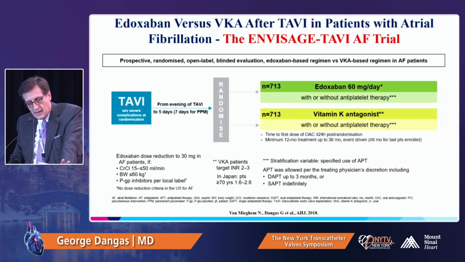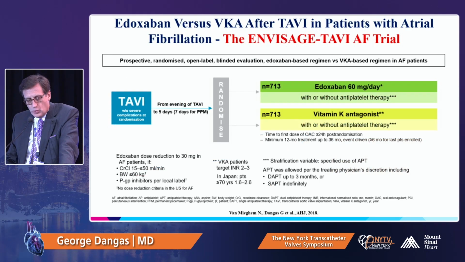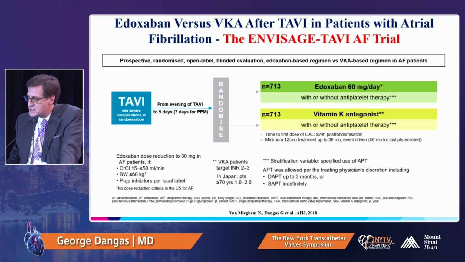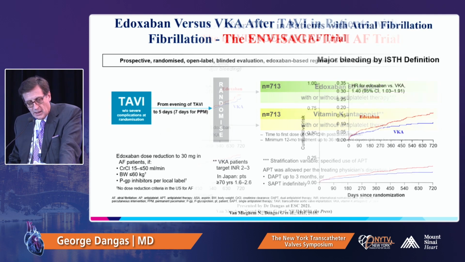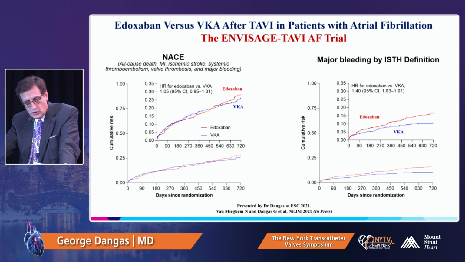The final trial I want to get your attention to is the Envisage TAVR. That's exclusively AFib. That's a large number of patients, 700 per group. Edoxaban versus vitamin K. About 50% received antiplatelet therapy per the decision of the clinical doctor. The cutoffs and the indications for dose reduction are listed here, pretty standard per the package insert of those drugs. Overall, the study endpoint was positive. They met non-inferiority for NACE: all-cause death, MI, stroke, systemic thromboembolism, valve thrombosis, or major bleeding.